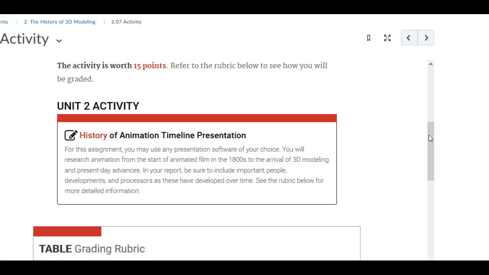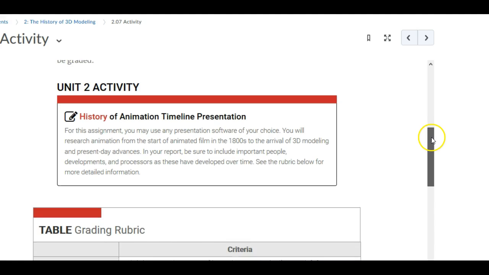I had a brain block there for a minute. Any kind of presentation software you want to use, you can use it. So you're going to research animation from the start of animated film in the 1800s to the arrival of 3D modeling and present day advances. Make sure it's a timeline, so make sure that you include important people, developments, and processors, as these have developed over time, and look at the rubric below for more information.